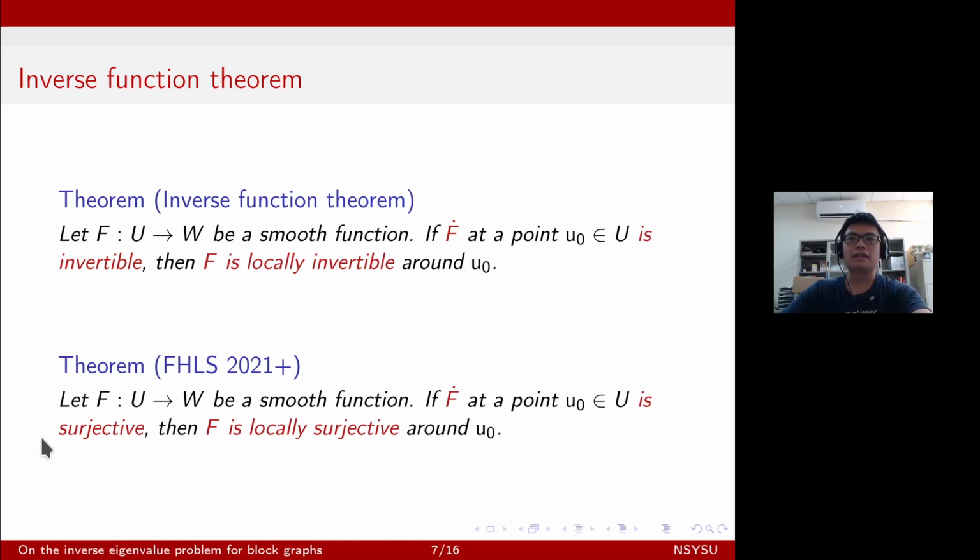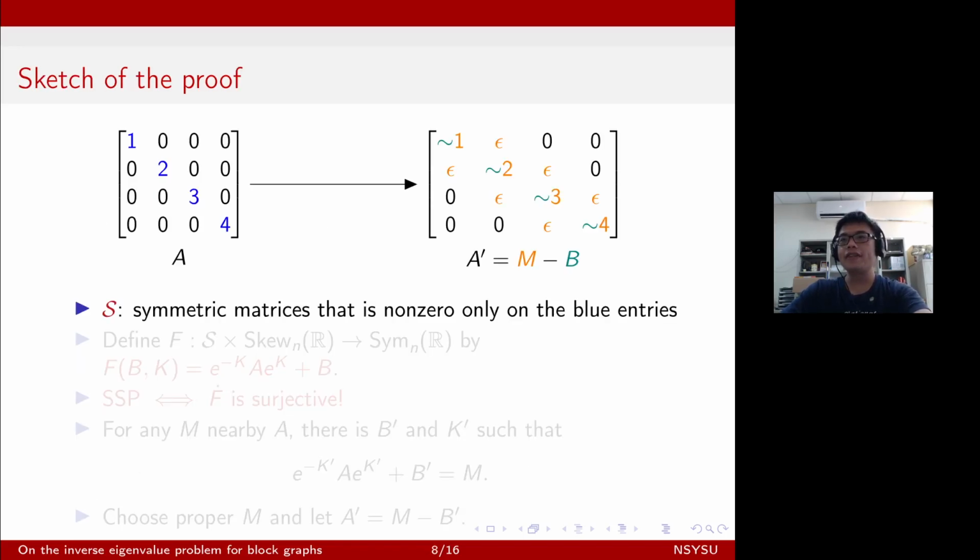This is also known, but the statement is: if we have a function again, but this time f dot is surjective, not necessarily invertible, but surjective, then f is locally surjective around this point. That means for every point in the codomain, you can find a point in the domain sending to it. It is locally surjective. So with these two tools, the matrix derivative and the inverse function theorem, we're able to give the sketch of the proof.